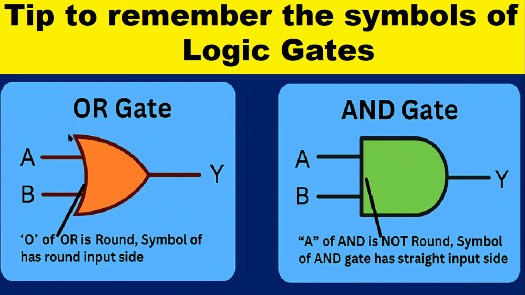So over here, this is the OR gate. In order to identify this easier, this is round, so is O in OR. So that is how you can easily identify whether or not this is an OR gate. And over here, the AND gate looks like a D, and AND contains a D in it. Also, you can look at this end over here is not round.